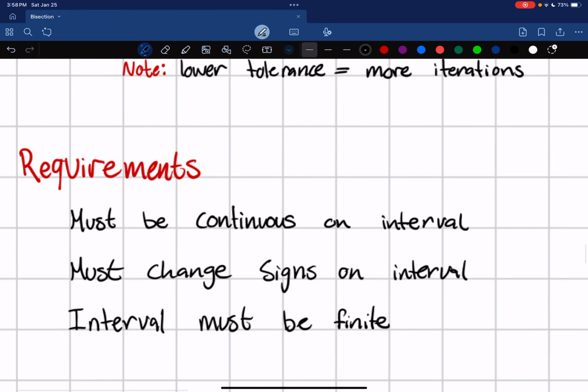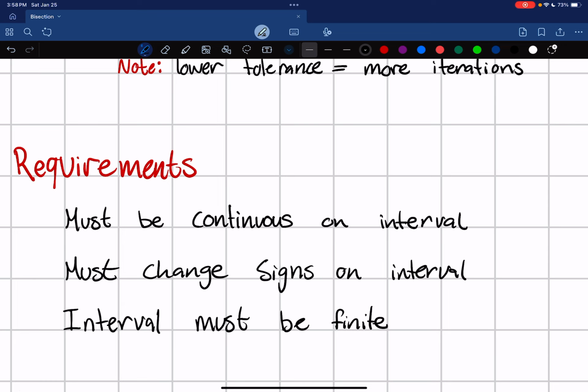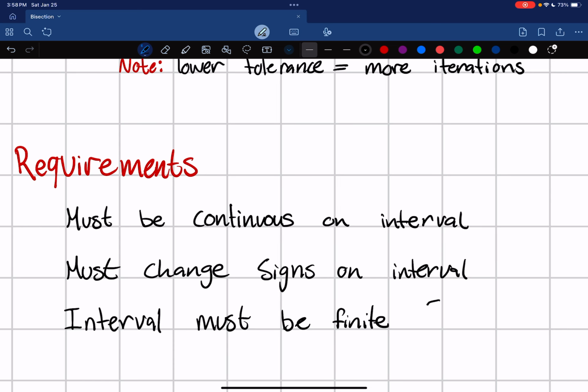So now that we did the pros and cons, you kind of have an idea of what the requirements are to use bisection, but I'll list them anyway. The function must be continuous on the chosen interval. It must change signs over the interval, so A and B must have opposite signs. And the interval must be finite. I didn't mention this, but you can't have, for example, (A, infinity). That won't work. Both numbers have to be finite constants, instead of something like infinity.